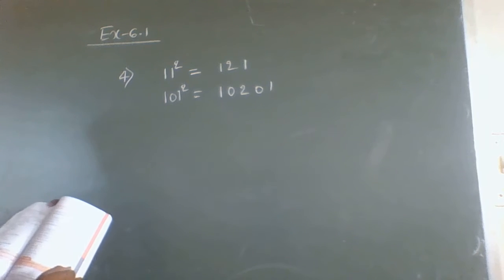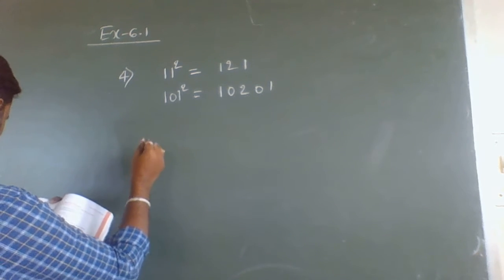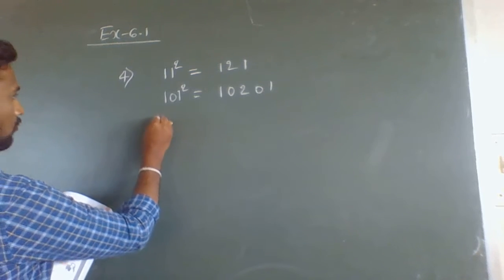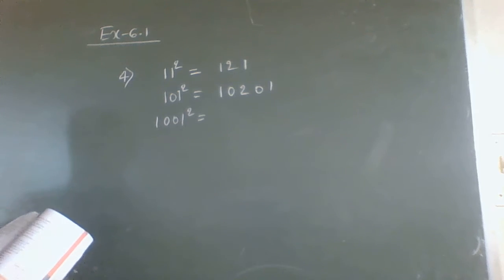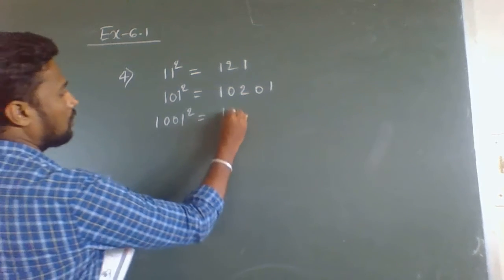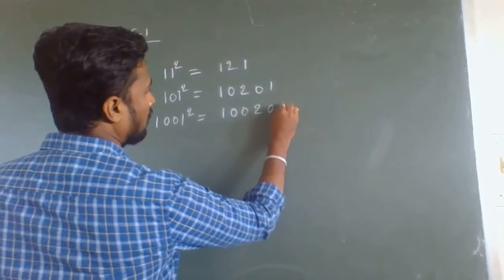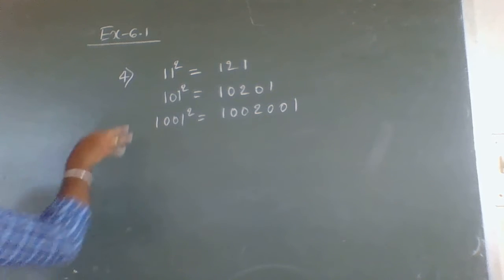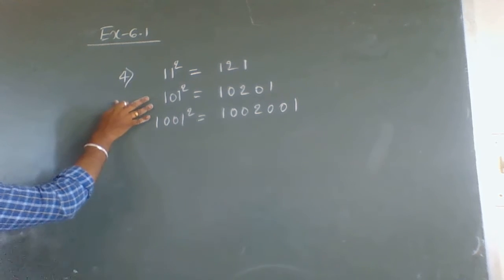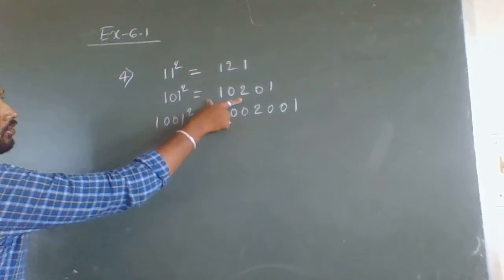10201. They have given this. So now again they have given 1001 square equals to 1002001. Again after 2 there are 2 zeros and 1 0.